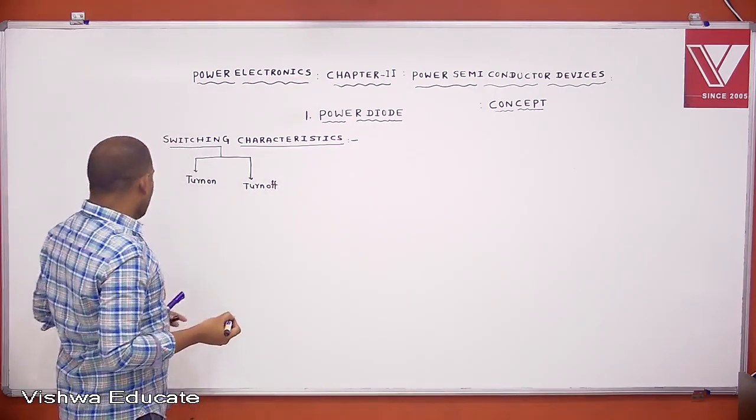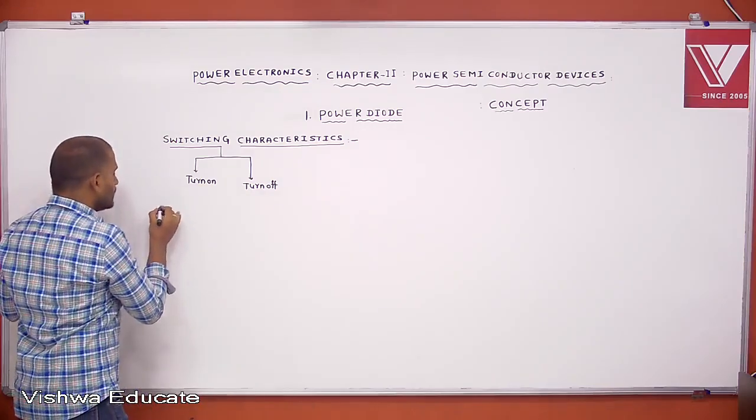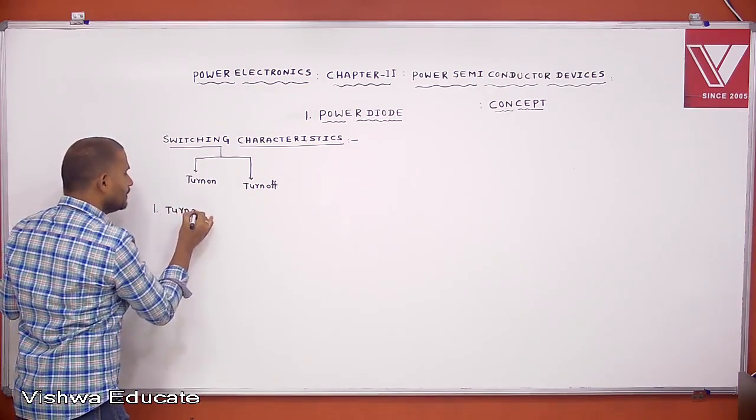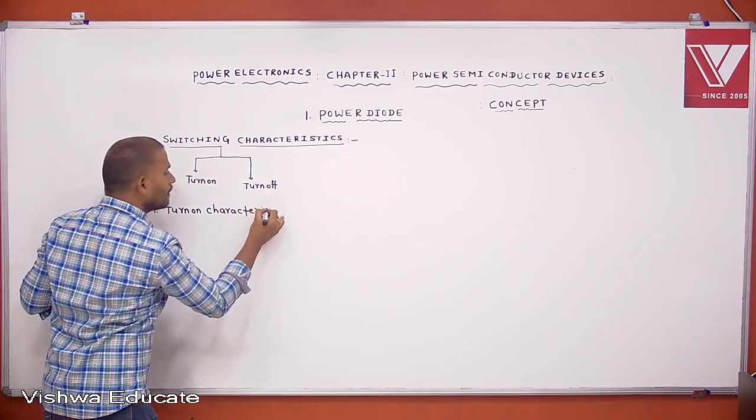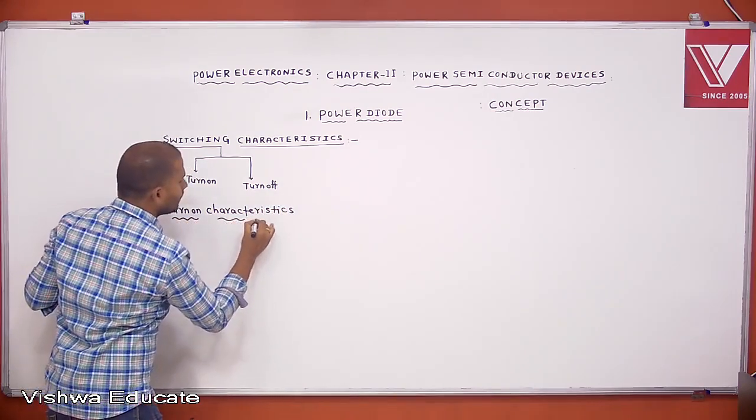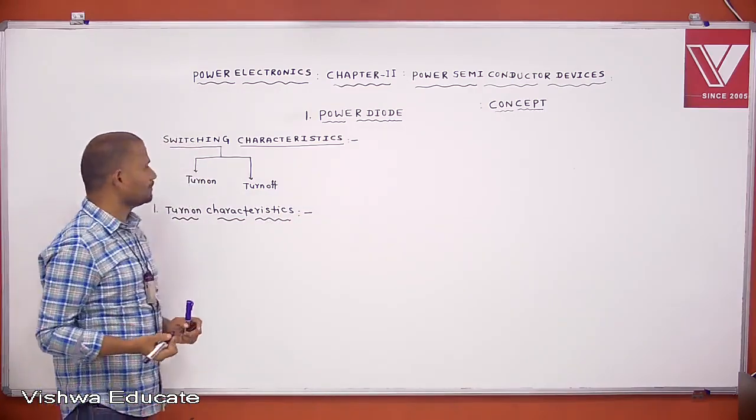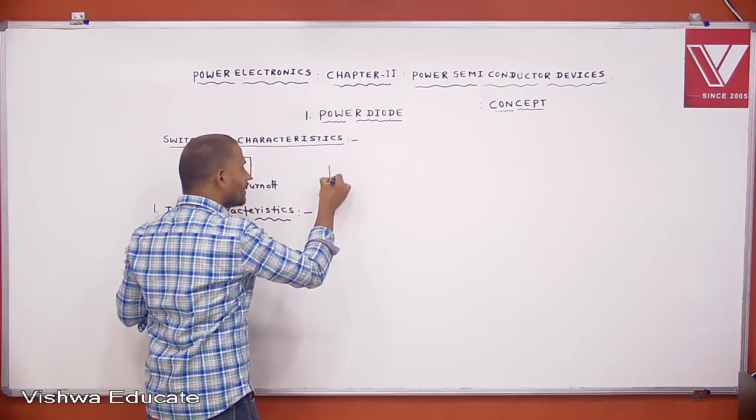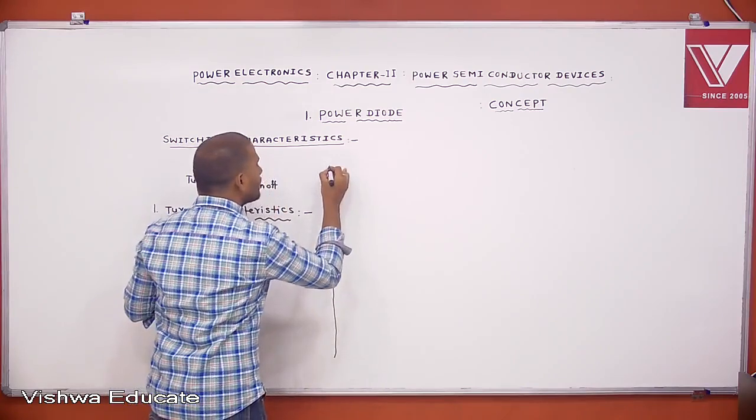Okay. Now we'll see what exactly the turn on characteristics of a diode are. The first one is turn on characteristics. Concentrate on turn on characteristics. Once you draw it, these are the characteristics of a diode during turn on.